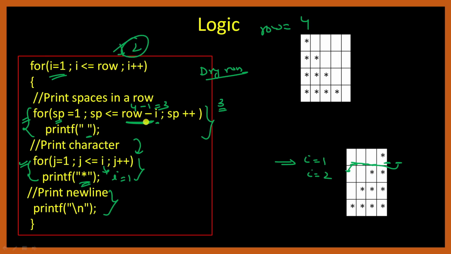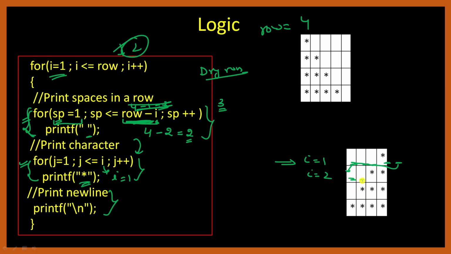Now this will again start from SP equal to 1. But how many times should this run? Only 2 times. See, row is 4 minus, what is the value of i? i is now 2. So 4 minus 2 is 2. Only 2 times, so this space loop will run 2 times.